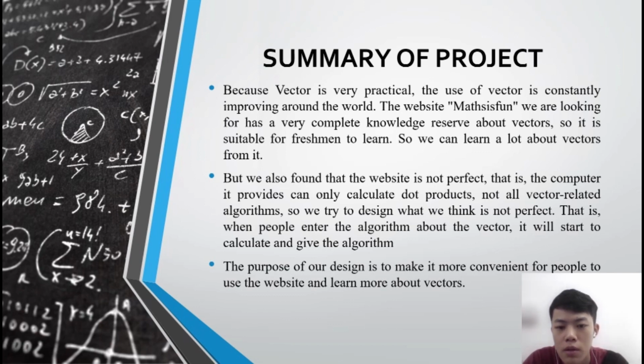But we also found that the website is not perfect. The calculator it provides can only calculate dot products, not all vector-related algorithms. So we try to design what we think is not perfect. That is, when people enter the algorithms about the vectors, it will start to calculate and give the answer. The purpose of our design is to make it more convenient for people to use the website and learn more about vectors.